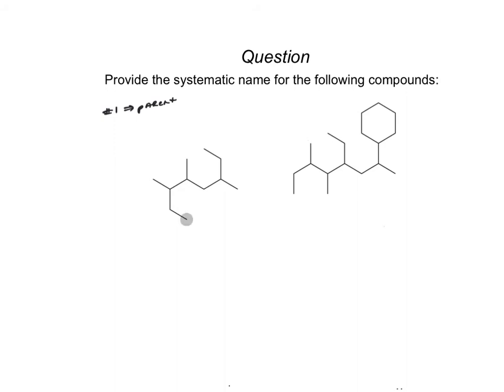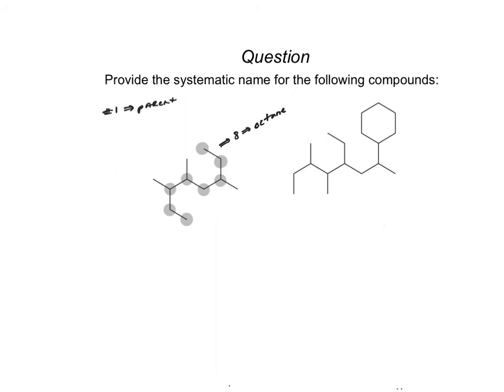So if I start down here, we've got 1, 2, 3, 4, 5, 6, 7, 8. I don't think there's any other way I can find more than 8 carbons here. So our parent here is 8. And again, the prefix for 8 is oct. And since it's a parent, we're going to end it in a-n-e.